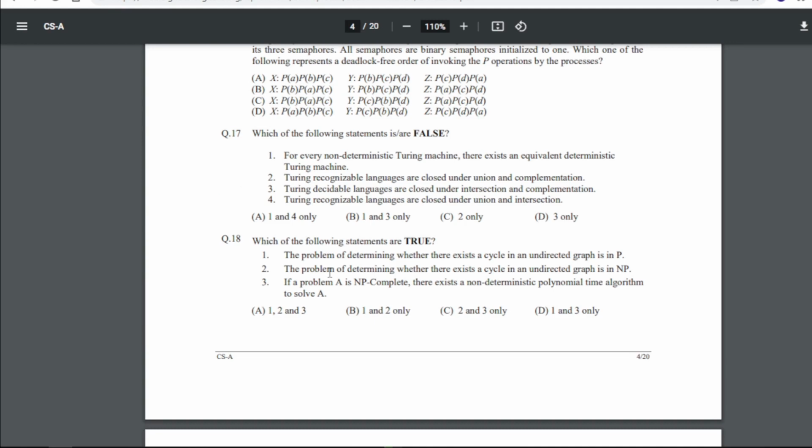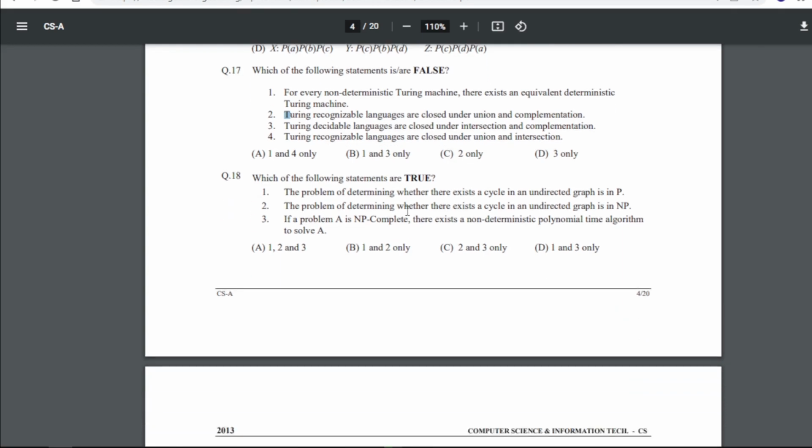17 is which one of the following is false? So remember that here it is asking for the false one, right? So we have to eliminate all these options first. If you read all these, you will find the C option, that is false, which is 2. So what it is saying: for every non-deterministic Turing machine there exists an equivalent deterministic Turing machine. This is true. Turing recognizable languages are closed under union and complement. This is not true, as stated by the answer. And Turing decidable languages are closed under intersection and complementation. Correct. Turing recognizable languages are closed under union and intersection. This is also correct. So only the false one will be: Turing recognizable languages are closed under union and complementation.